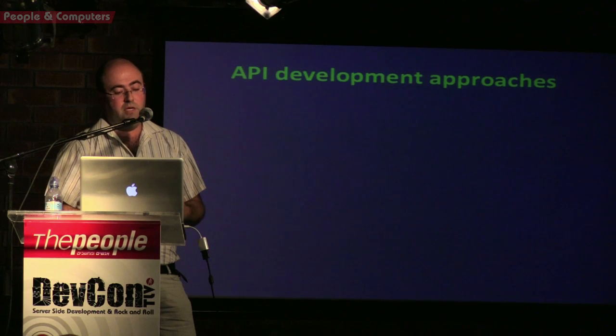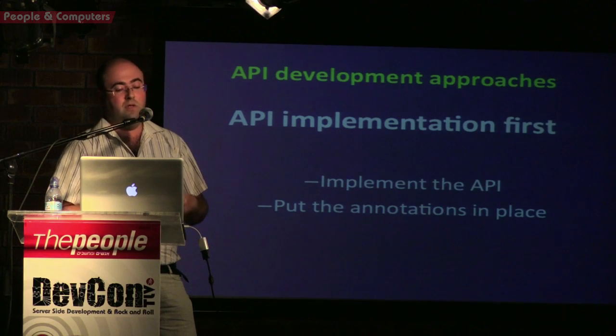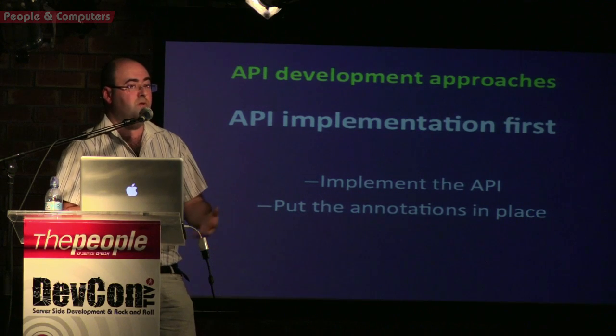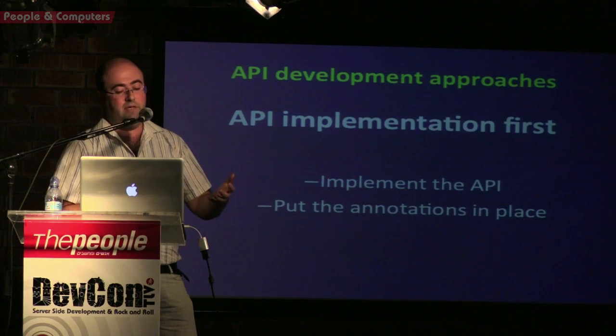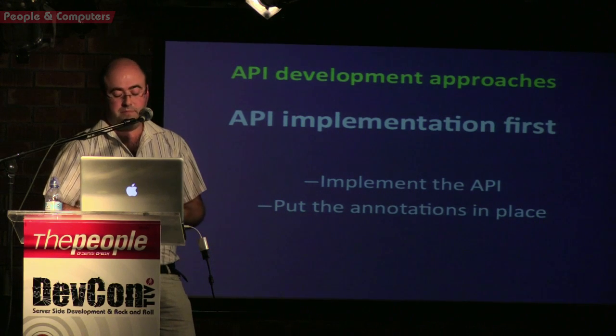The other approach is to start right with the implementation. And Swagger supports this approach as well. As you could see previously, you can annotate your existing API implementation code, and then you can just generate the documentation as is. These approaches are not new. They're quite similar to relevant approaches in the traditional SOAP world.